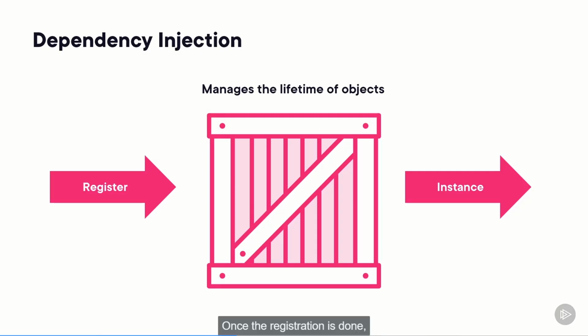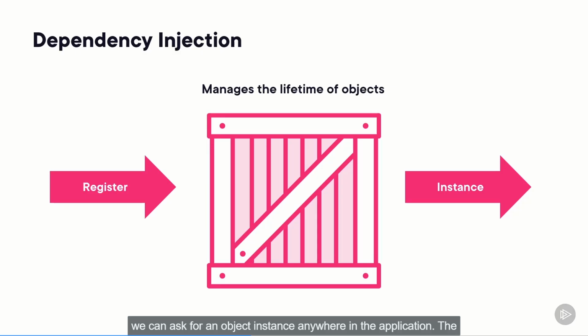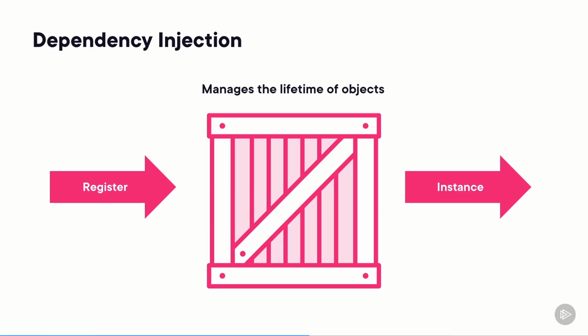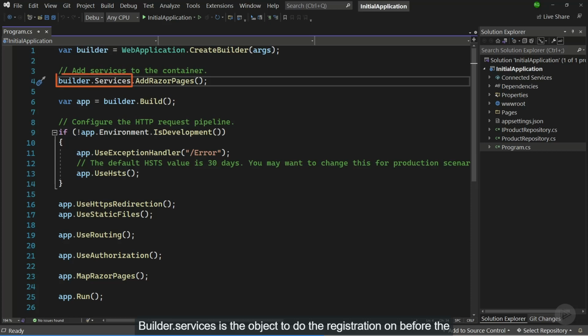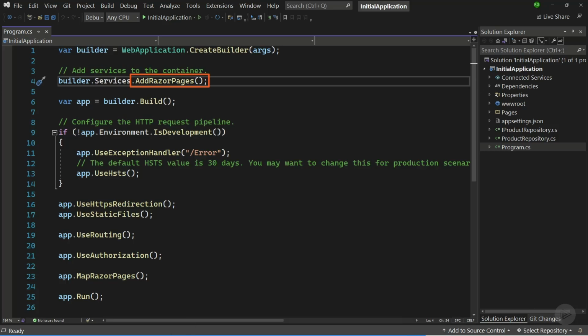Once the registration is done, we can ask for an object instance anywhere in the application. The object will be automatically instantiated when we first ask for it. Builder.services is the object to do the registration on, before the actual application is started. AddRazorPages here is an extension method that registers all needed types for the Razor Pages engine.